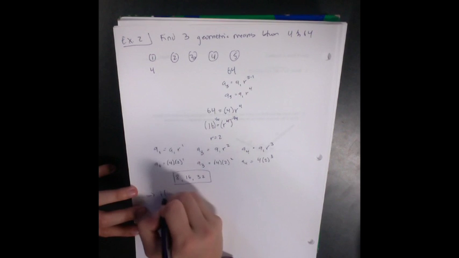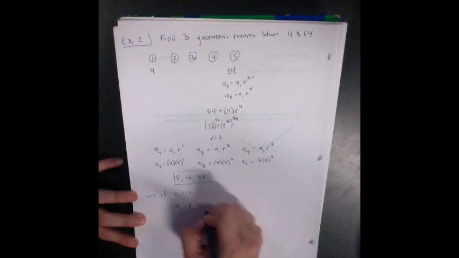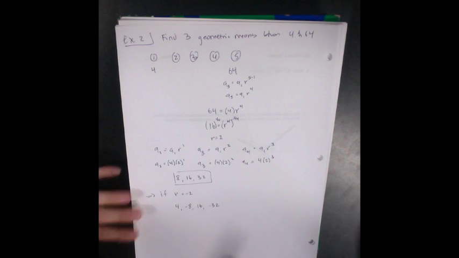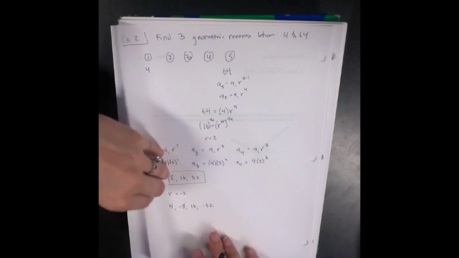Now, let's just say if r was negative 2. It's not, but if it was, then my first term would be 4, so I would have negative 8, positive 16, negative 32. That is how my signs would be changed. All right, let's do another example.